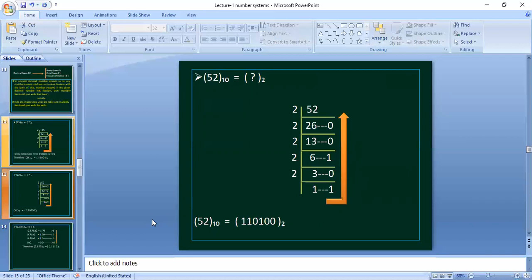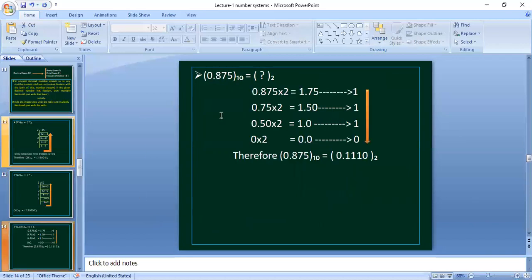Next, here I'm taking 0.875 as the given decimal number. But in this problem, we have a fractional part only. So we need to convert this fractional part to binary. If the given decimal has a fractional part, we need to do successive multiplication with the destination radix. So multiply the fractional part with 2. That is 0.875 into 2, which is equal to 1.75.